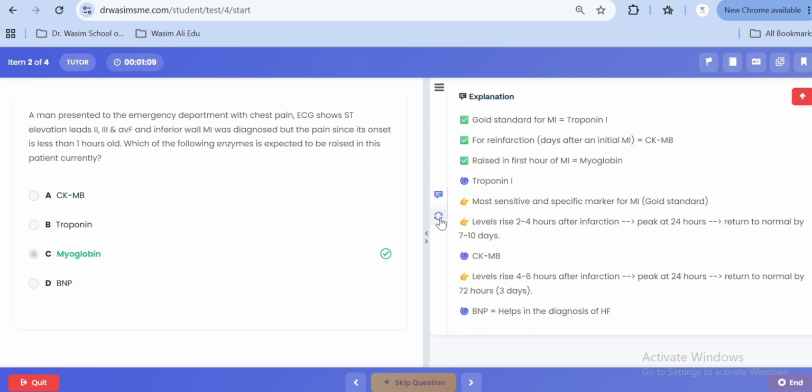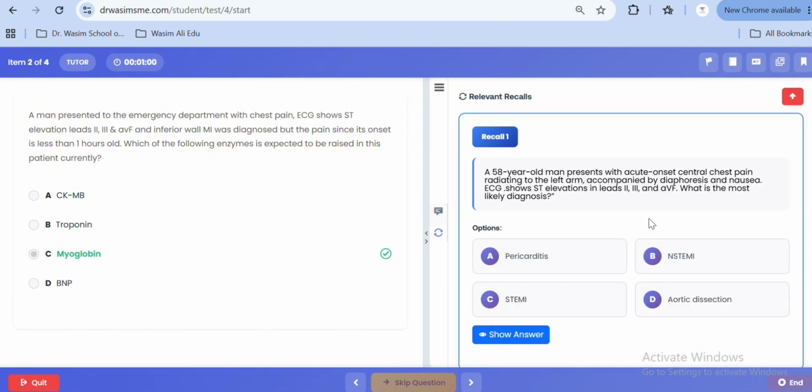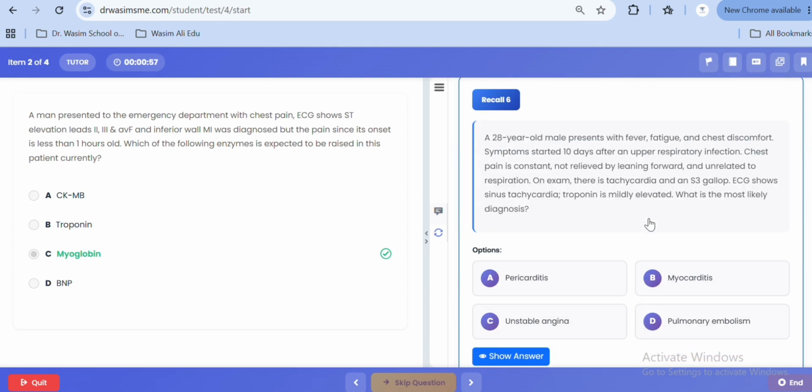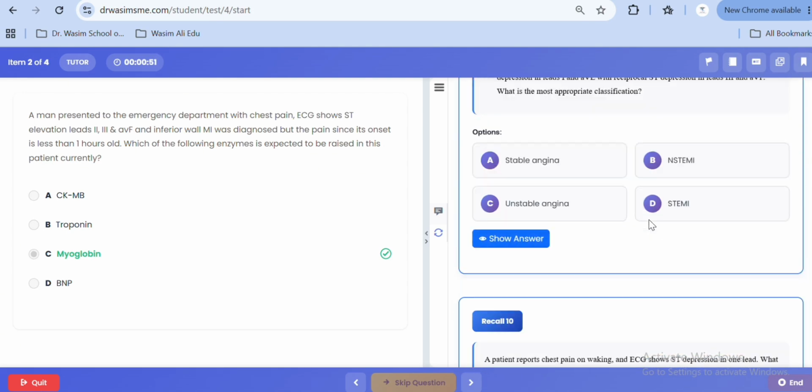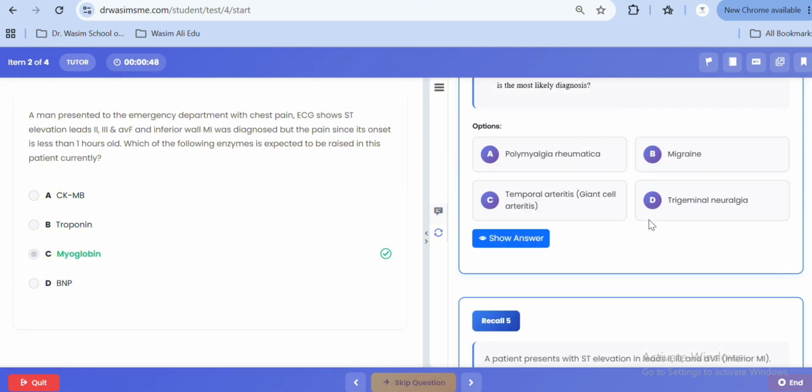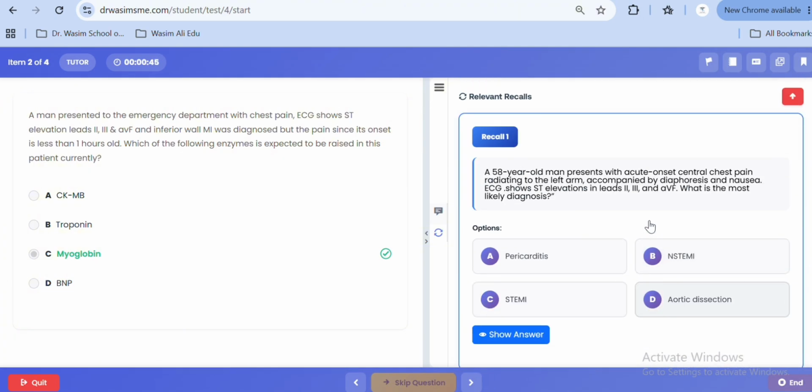Now, if you click on this button, they will show the relevant recalls, that is, the relevant recalls of this concept which were tested in the FCPS 1 exam. So here you can see a lot of recalls come in front of you, and you can then practice each of them as well. Let's suppose this is recall number 1. So this is the whole philosophy, that how all the things are collected together in the Dr.